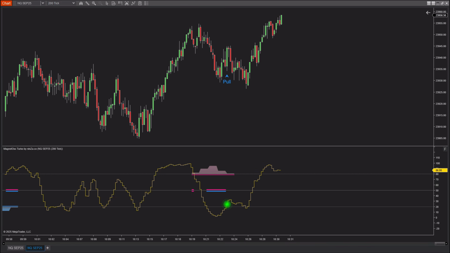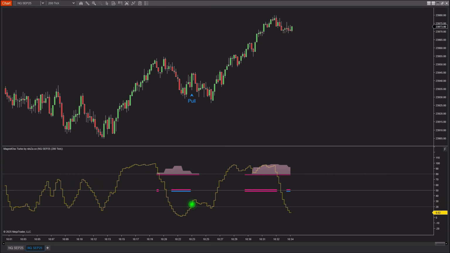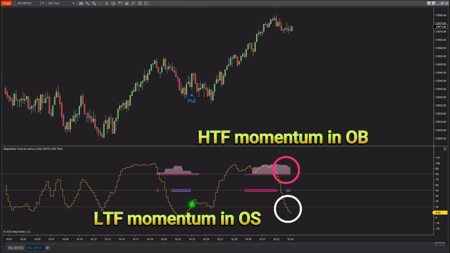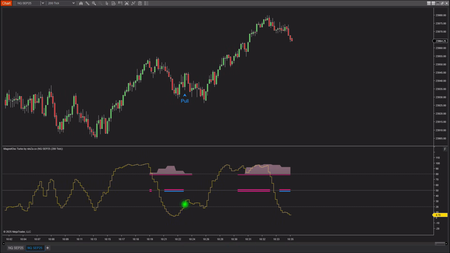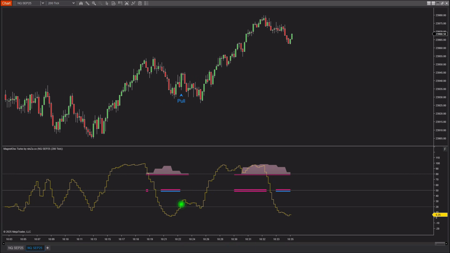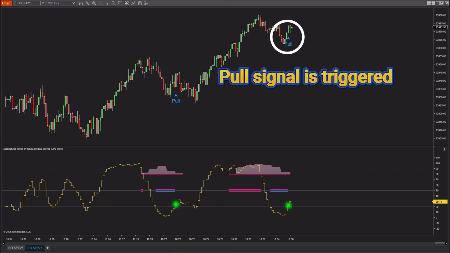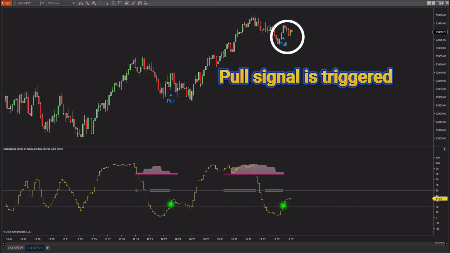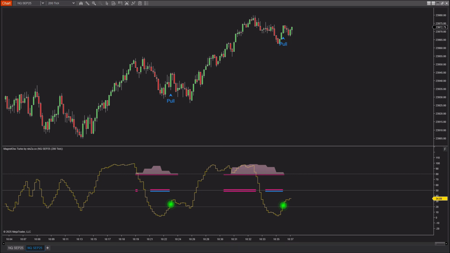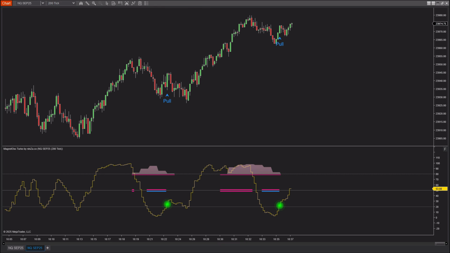Similarly, in this case, we observe the same type of situation. The higher time frame momentum is in the overbought zone, while the lower time frame momentum is in the oversold zone. When this kind of imbalance occurs, the momentum of the lower time frame tends to be pulled in the direction of the higher time frame, which in this case means to the upside. As a result, the indicator generates a bullish pull signal, suggesting that the market is likely to continue moving upward under the influence of the dominant higher time frame momentum.